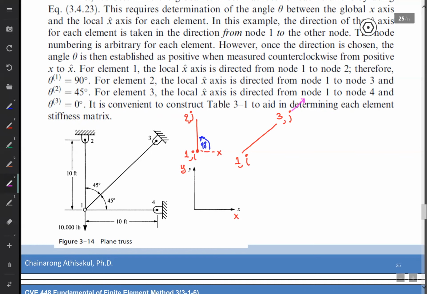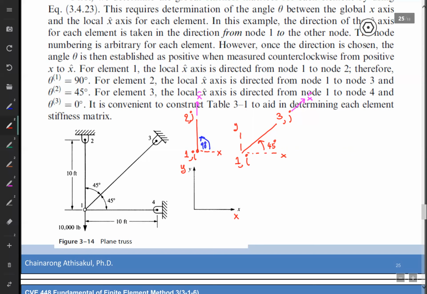This is x hat. Okay, so according to this, if we compare with the global coordinate xy, in this case for the second element, the angle theta becomes 45 degrees.